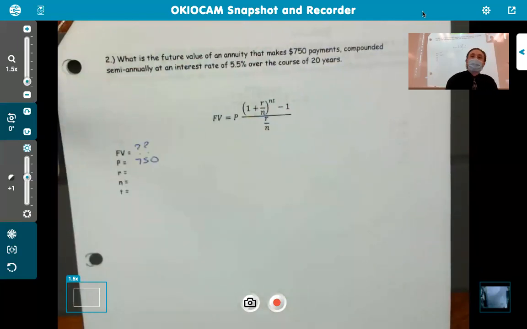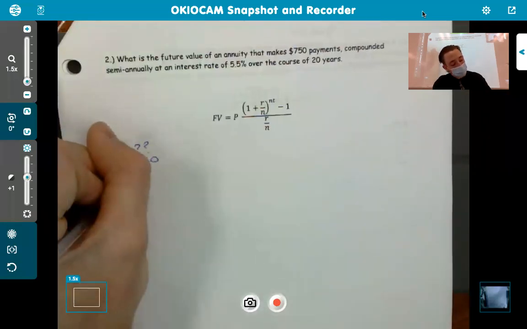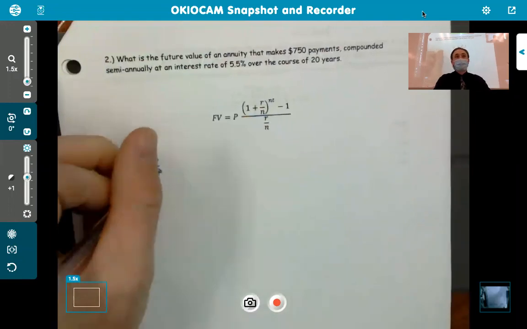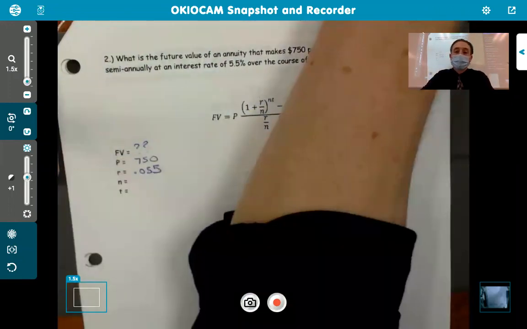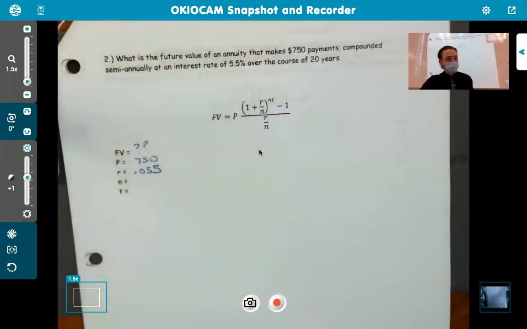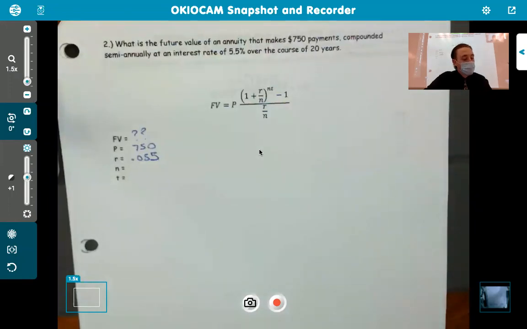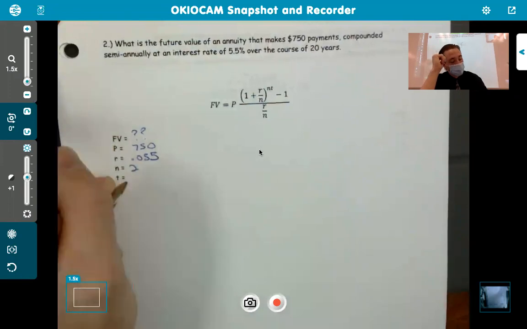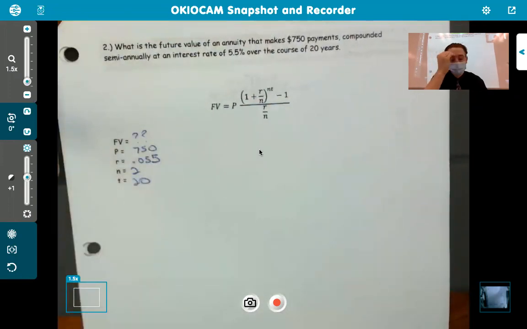My interest rate, 0.055. Good. So I'm changing it from 5.5% to 0.055. Okay. How many times is this happening per year? 2 times, because it's semi-annually over the course of 20 years. All right. So always start by assigning your variables some different values to work with.